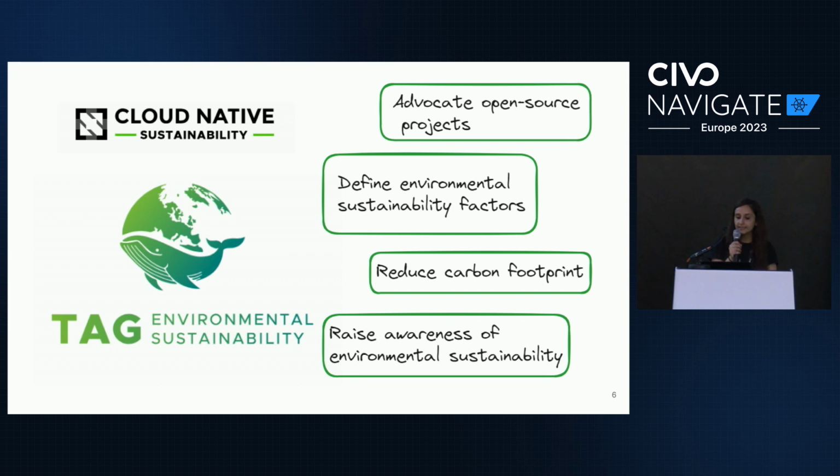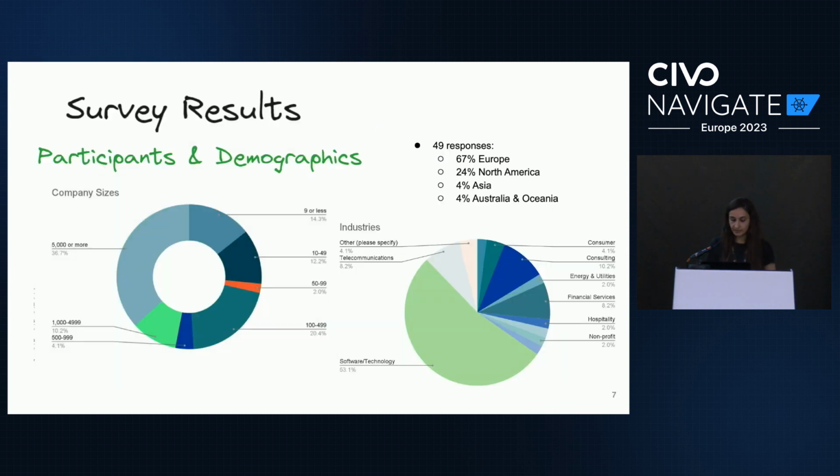So what does TAG Environmental Sustainability basically do? They advocate for open source projects. They define certain rules. They give you a few standards on how you can calculate CO2 emissions, and they give you feedback on how you can reduce the carbon footprint. And obviously they are raising awareness of environmental sustainability. So this is what TAG Environmental Sustainability does.